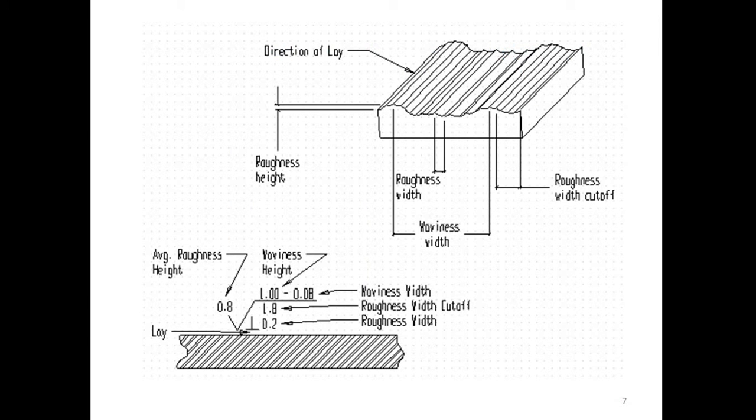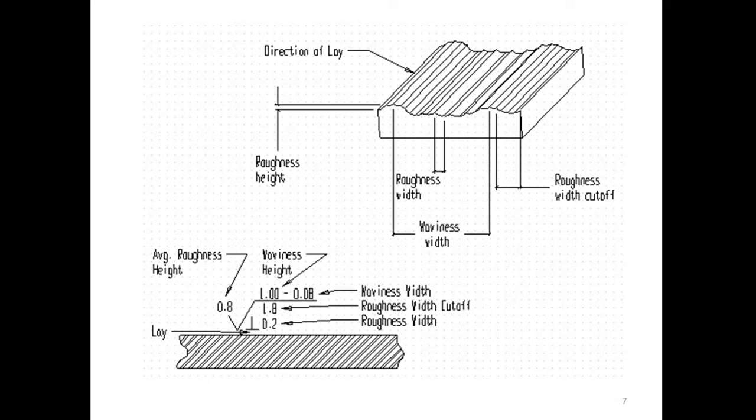Here again shown that meaning that 0.8 is the average roughness height. 1 is the waviness height, 0.08 is the waviness width. Then 1.8 is the roughness width cutoff, 0.2 roughness width, and perpendicular is the lay shown. Here average roughness height shows that the Ra value is 0.8 micron. Waviness as shown, waviness height is there. The waviness height is 1 micron as shown in the sketch.